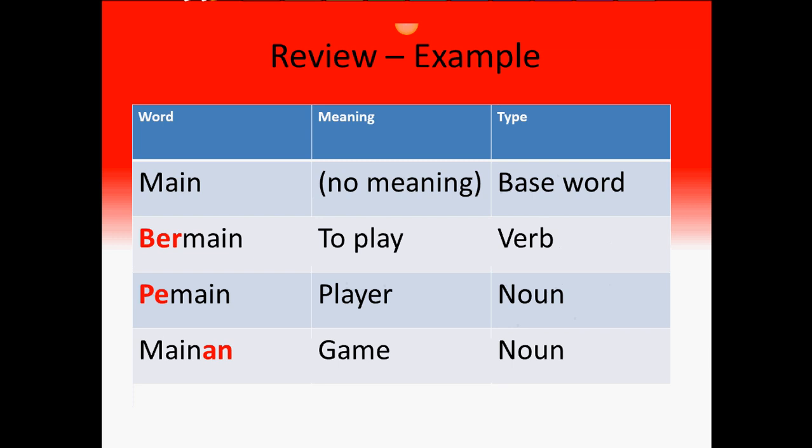So again, looking at some more specific examples in our review. Looking at one particular base word, main, as I said, it's got a general meaning to do with games or playing. The base word itself doesn't hold any meaning, but when we add suffixes and prefixes, it does get one. The first one, bermain, means to play. When we add the ber, it makes it a verb. Pemain, add the per prefix, makes it a noun, which is player. Then mainan makes it again a noun but an object, a game.